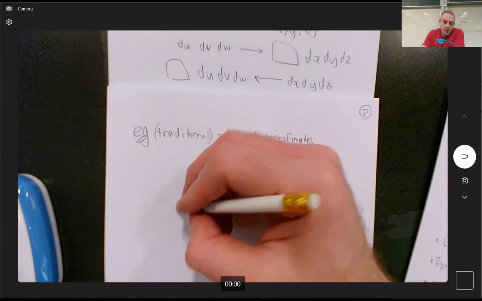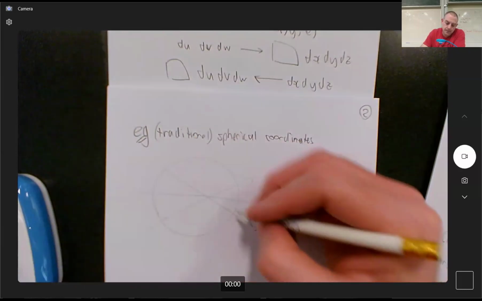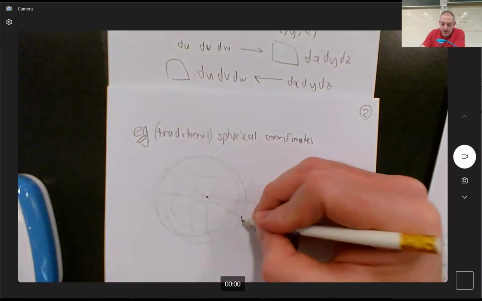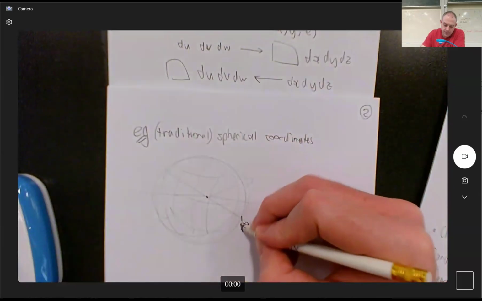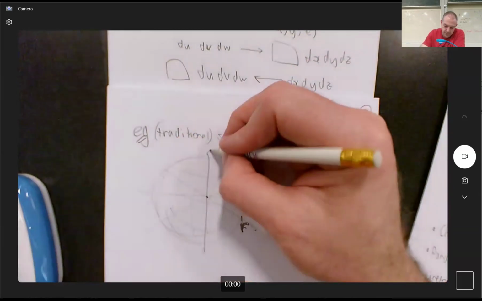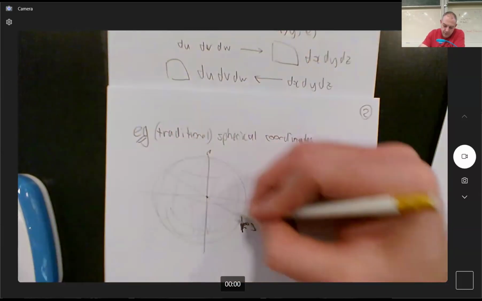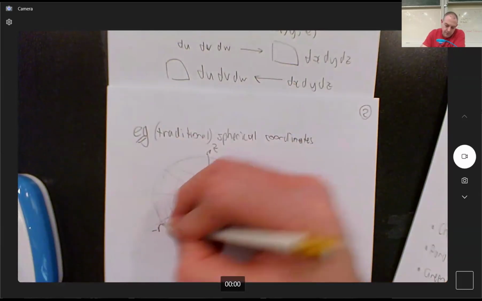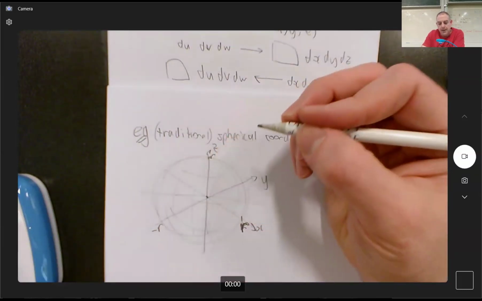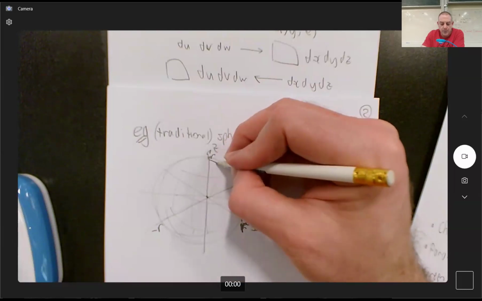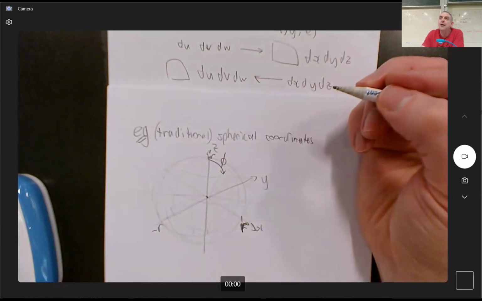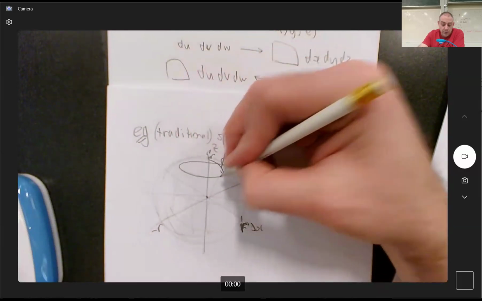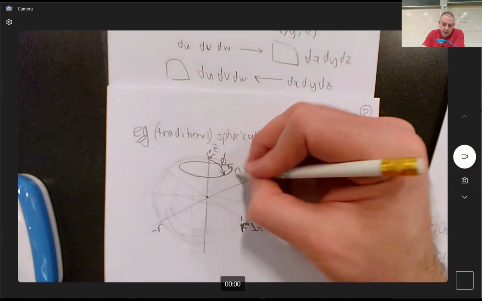So you can pick a radius for a sphere. That is not very spherical, but anyway, close enough. You can pick a radius for a sphere. And then within that, you can pick an angle down from the top, which is phi traditionally, and that will pick a height on your sphere. And then at that height, you can draw a circle and you can pick an angle around the edge of that circle, and that's theta.